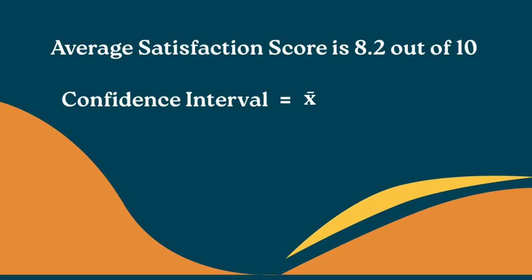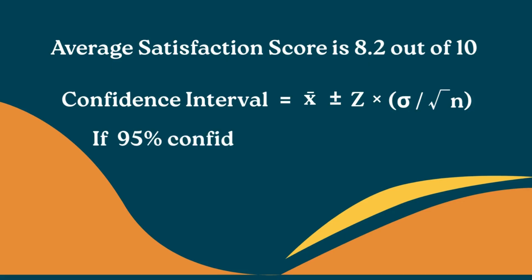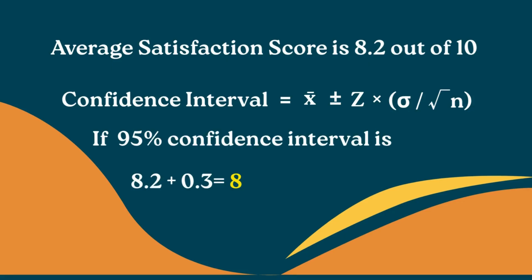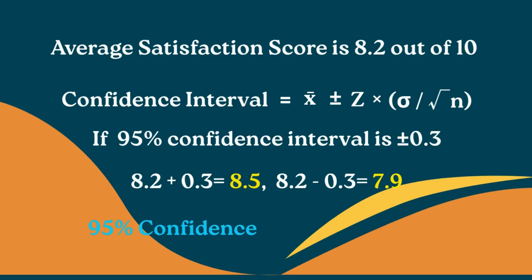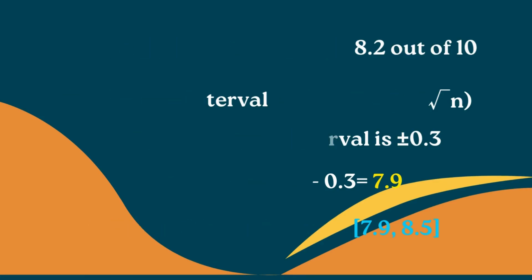It starts with the sample mean, then adds and subtracts a margin of error. For example, if our average satisfaction is 8.2 and our 95% confidence interval is plus or minus 0.3, we can say we are 95% confident that the true average lies between 7.9 and 8.5. This tells decision makers not just the estimate but also how reliable it is.